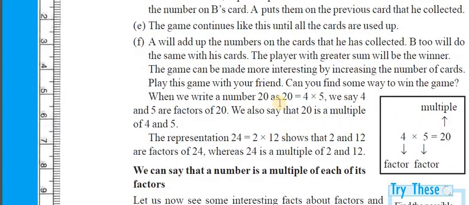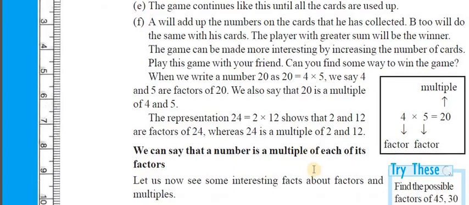When we write the number 20 as 4 into 5, we say 4 and 5 are factors of 20. We also say that 20 is a multiple of 4 and 5. We can say that a number is a multiple of each of its factors.